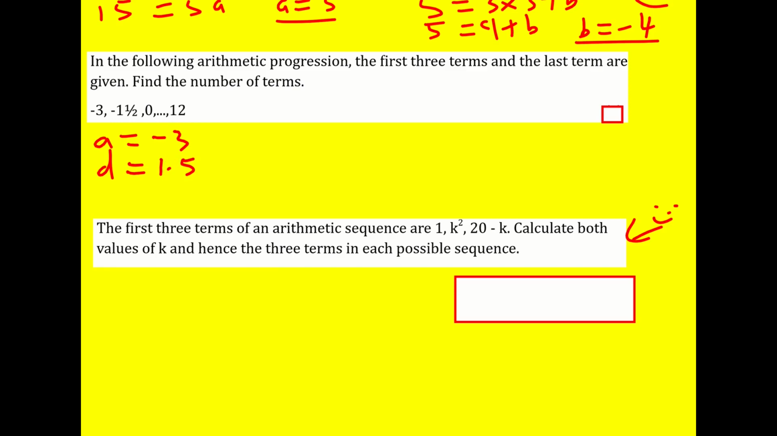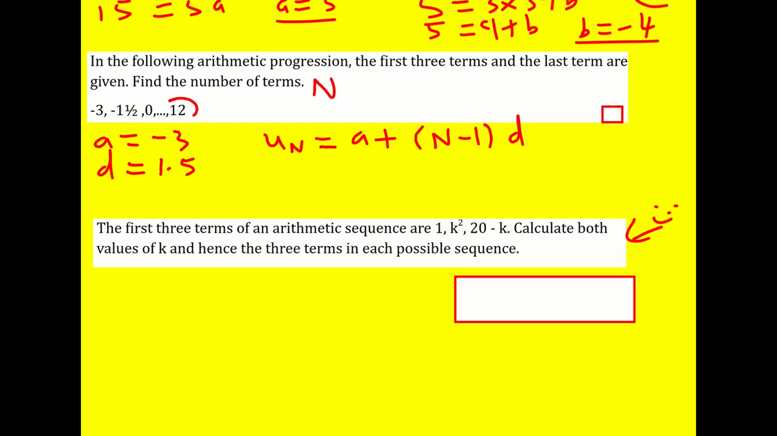And now what? I want to find the number of terms. I'm going to call this capital N. I would advise that this little n is changing. It's capital N, which is the number of terms. That's what I'm interested in. So I can write down that U capital N is equal to A plus bracket capital N minus 1 times D. And now I can substitute my values in.